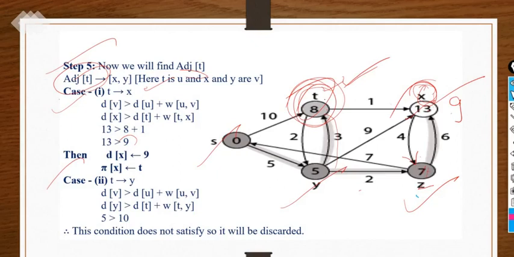Yes. Again, we will check for y also. Two paths are there. 5 plus 3, 8. 8 plus 2, 10. 5 is already less, so no need to change it. Right? So we will discard it. So here it will change only. Now we have checked each and everything.